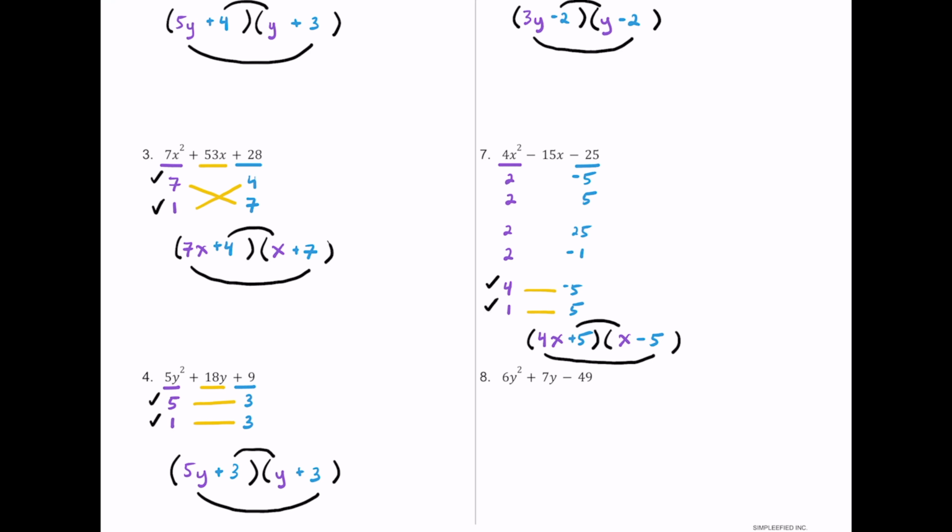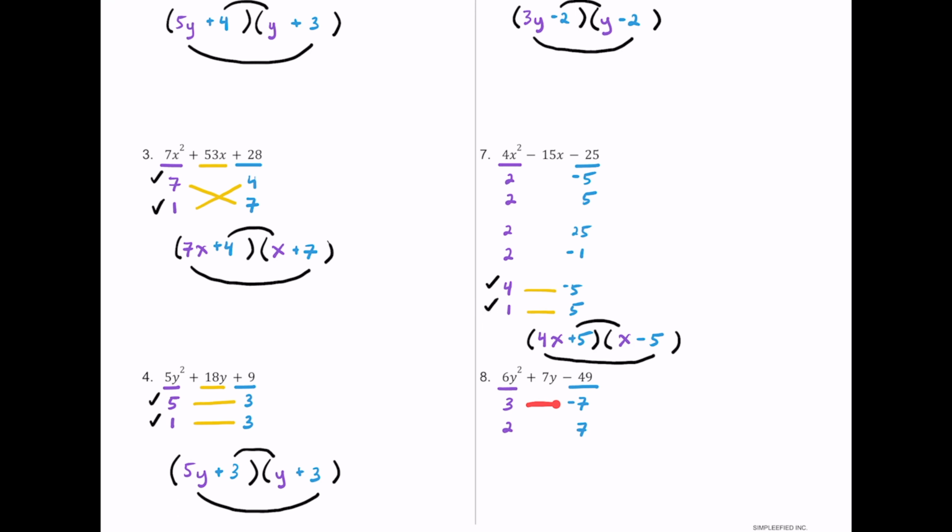For number 8, we have this 6y squared plus 7y minus 49. So 6 is another composite number, so we have to try a few things maybe. But let's start with 3 and 2. And then for this negative 49, I'm thinking 1 and 49 or 7 and 7. But let's see here. I'm going to start with 7 and 7. And I'm going to make one of them negative because we have a negative 49. And let's see if we can pair some stuff up here.